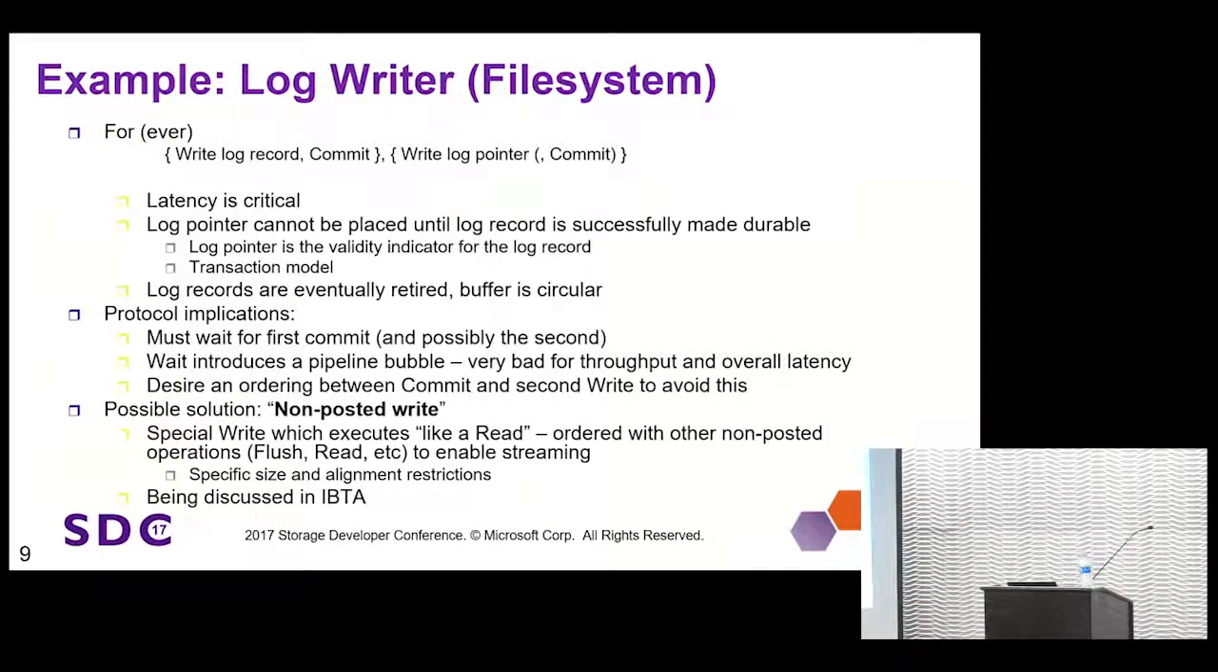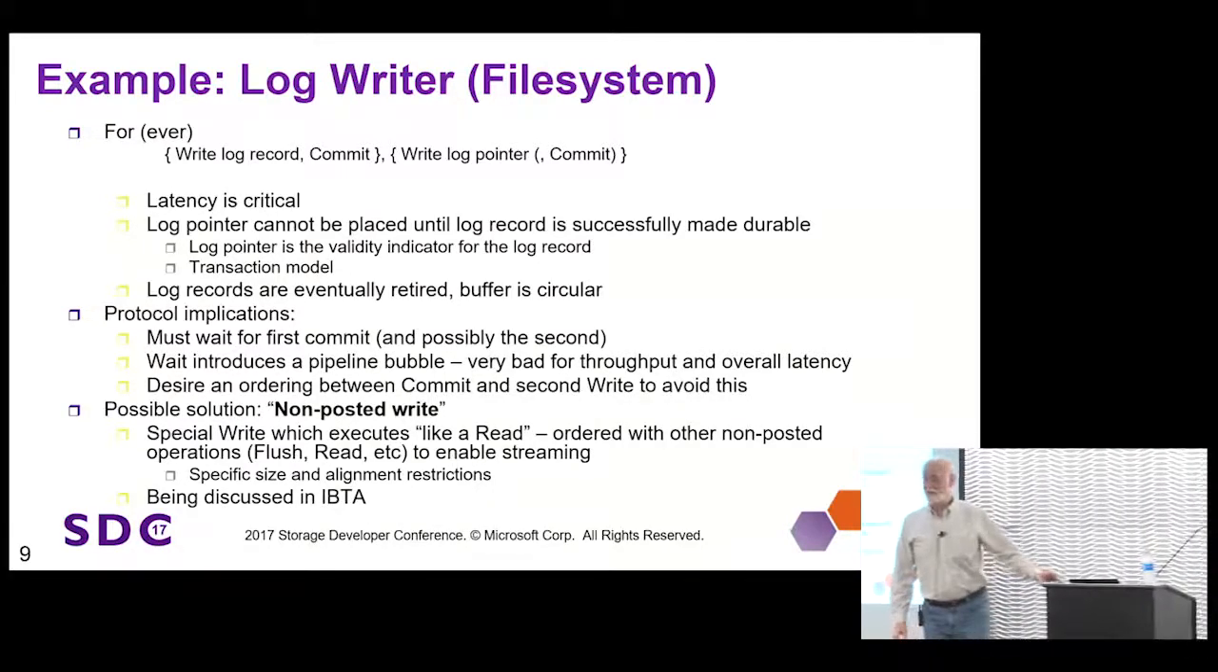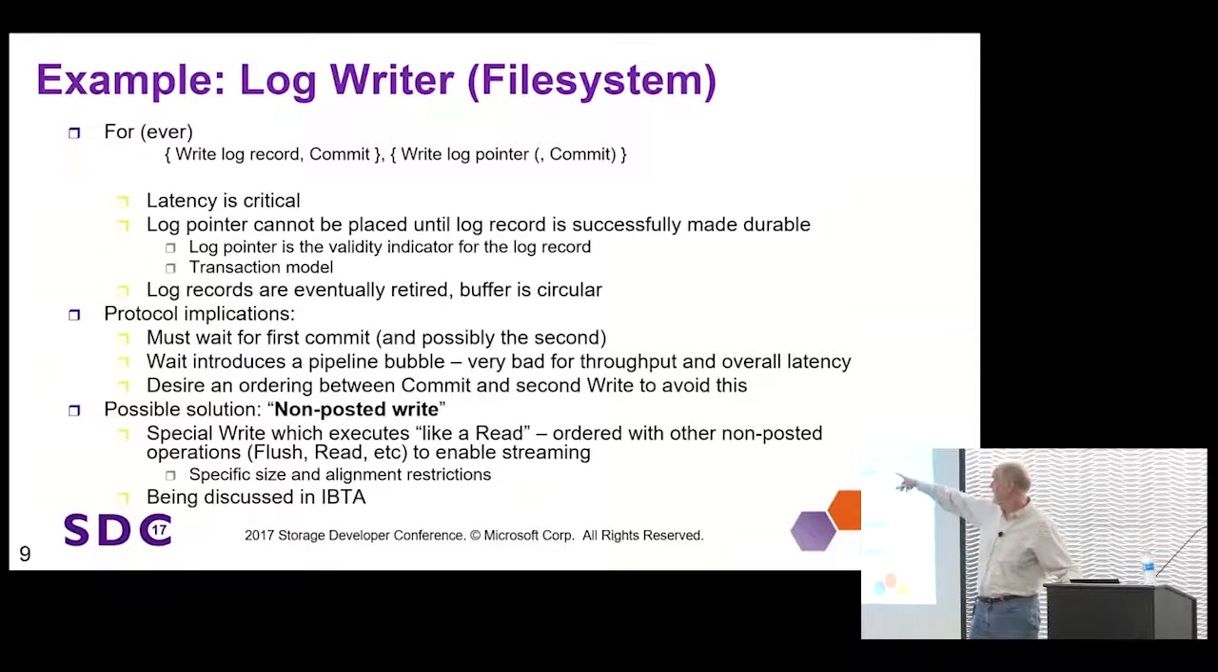You can't write the pointer until the record is safe. And so that little comma right there is a pipeline bubble. And that's bad. You want log writers to be absolutely latency insensitive. Latency will kill the throughput because you can't proceed until the commit is done. And so the goal is to avoid those bubbles.